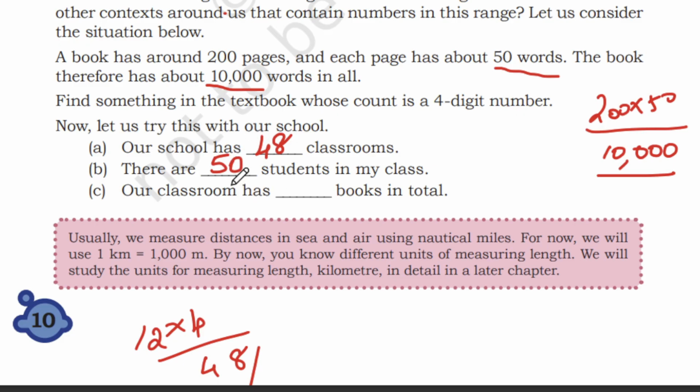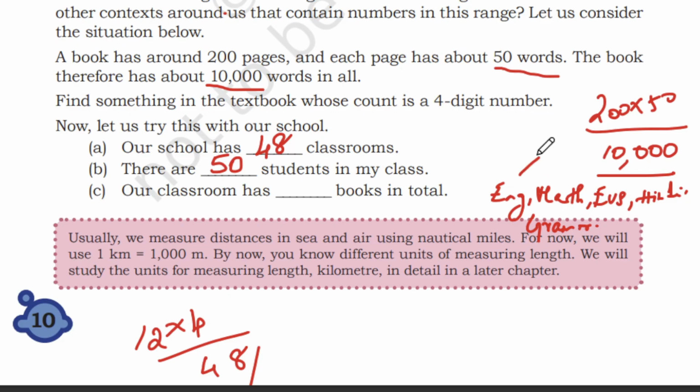Okay. Our classroom has dash books in total. So, how many books are there in total? For example, if you have an English book, math magic book, EVS book, Hindi book, and if you carry any other book, like a grammar book, Hindi grammar or English grammar book.